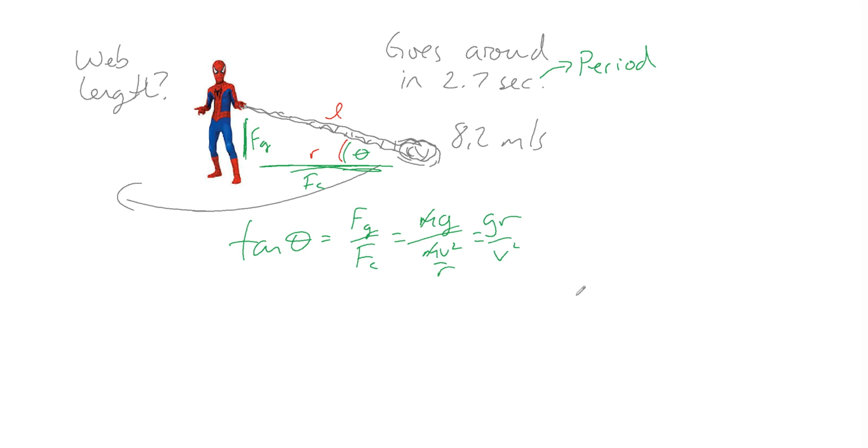Well, I know what my g value is. I don't know my radius, but I do have my speed. But tan theta, no radius, I'm a little stuck here. Well, let's see what else we can do. Maybe I can work with that period a little bit.